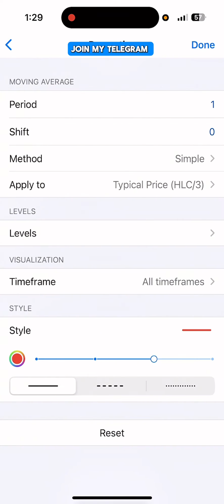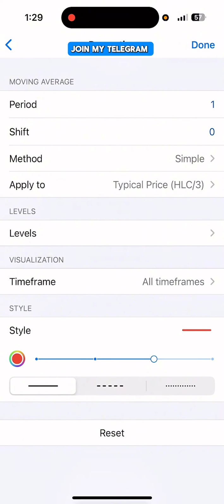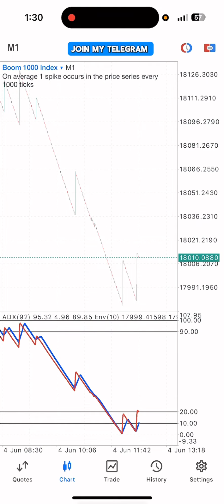The last indicator is going to be the Moving Average. You set it to period 1, shift 0, method simple, and apply to typical price. You don't add any levels at this point. Then you put the style to 3 pixels, color white, with this first trend line. Now you click on done.